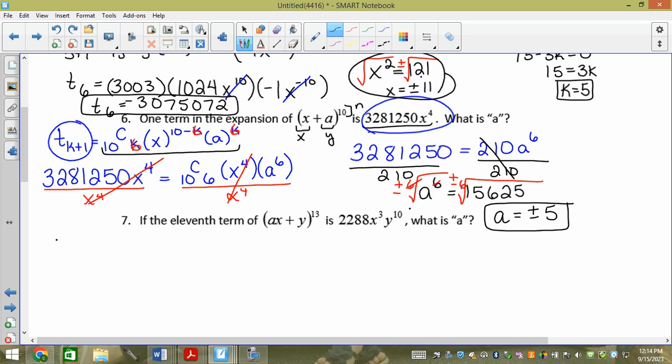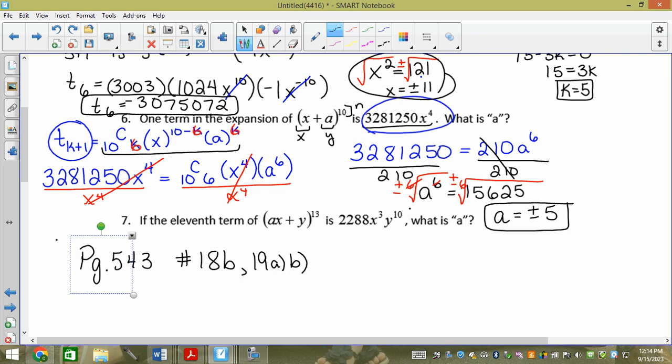So a reminder of what your homework was. It was page 543, I believe. Number 18b, we already did it. That was the x to the 11. 19, a and b are the two I put on already, right? 20 is the only one we haven't done, and it's just like these ones. That one, I think the answer's 3y or something. You get a y in it.